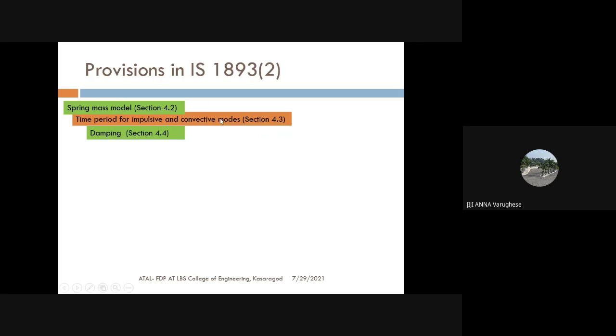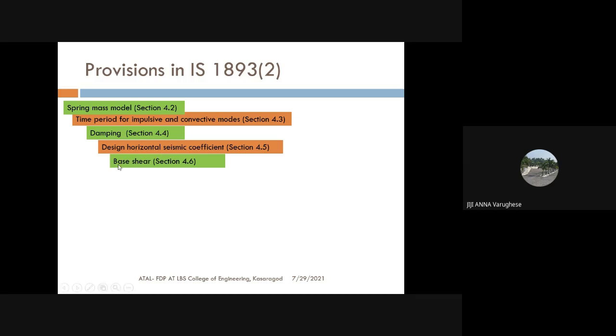And the spectral acceleration values should be adjusted with the help of a proper multiplication factor for the convective mode as well as for the steel water tank, since the spectrum is given for the RCC water tank. So the damping values are written in section 4.4 of the code. Then what is the equation for horizontal seismic coefficient, AH? We know it is Z by 2, I by R, and SA by g. And in the case of a water tank, there are two horizontal seismic coefficients. One is AHI and the other one is AHC.